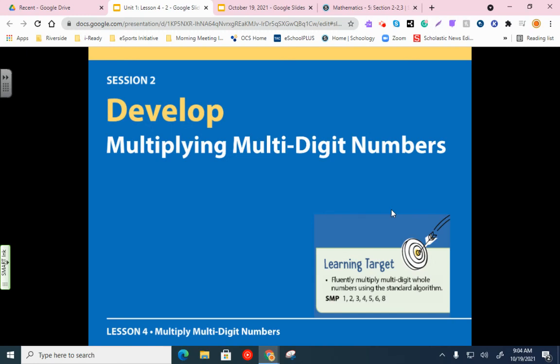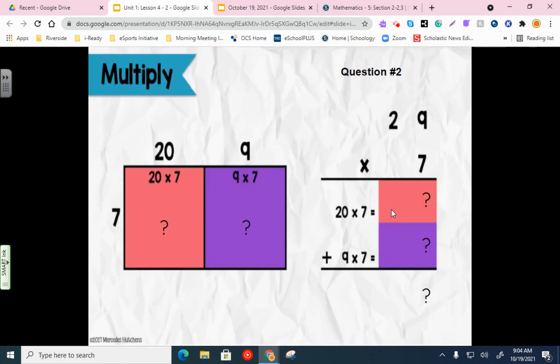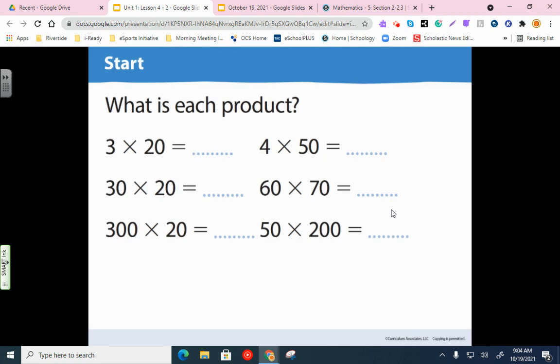All right, we're moving on to session 2 for lesson 4. We're still going to continue breaking apart how to multiply multi-digit numbers, and we'll start with a warm-up for today. These are the previous questions from yesterday's classwork, and here's today's warm-up.